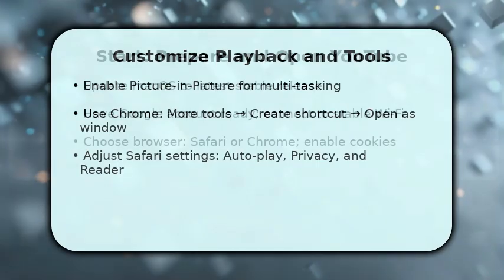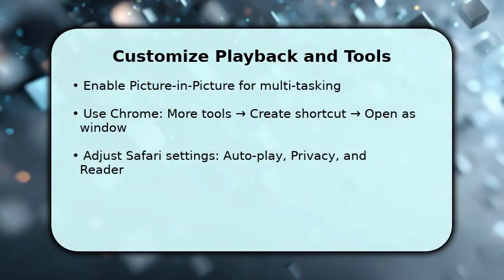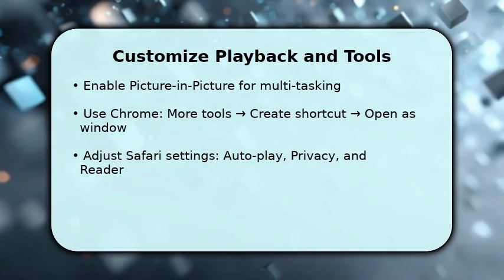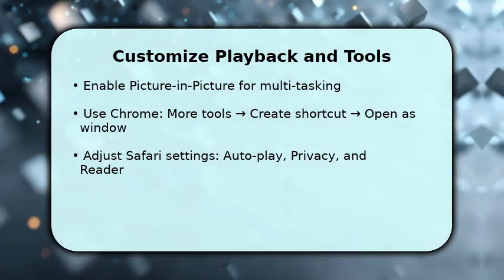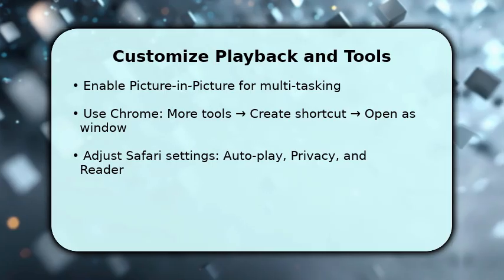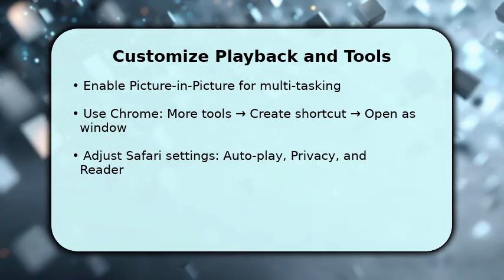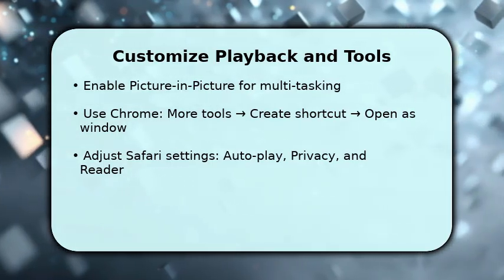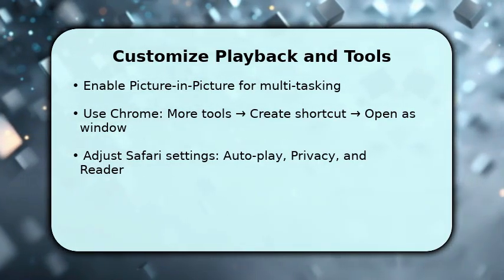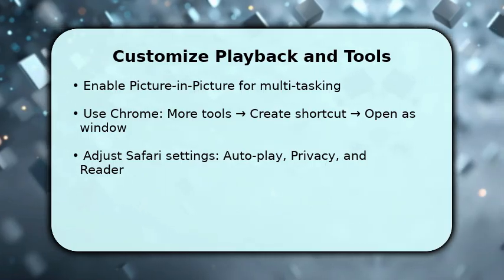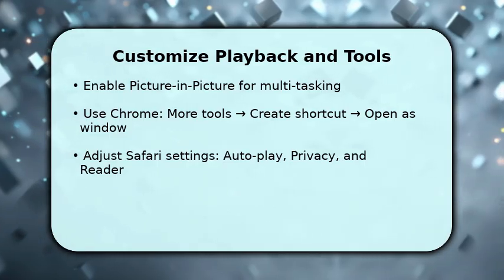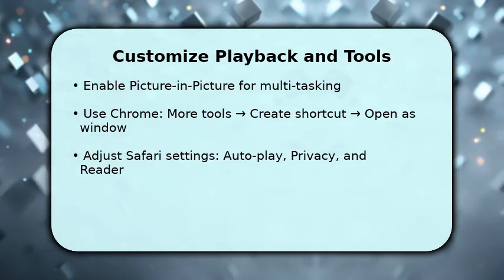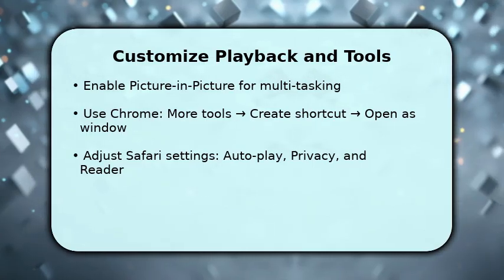Once signed into YouTube, customize how you watch. Enable picture-in-picture by right-clicking the video or use Safari's built-in PiP control so you can work while watching. If you want an app-like experience, in Chrome choose More Tools, Create Shortcut, and check Open as window to add a standalone YouTube icon. Make sure autoplay preferences and privacy settings match your needs, disable intrusive extensions, or add an ad blocker if desired.